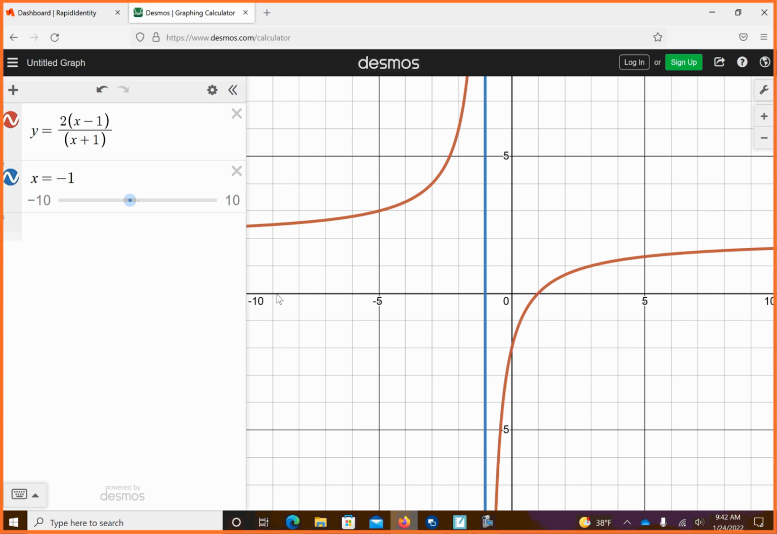Does that make sense? The reason it doesn't exist is because as I came from the left, I went one way. As I came from the right, I went another way. And that means that the limit coming from both sides won't exist. It does exist if you go from one side or the other. Okay?